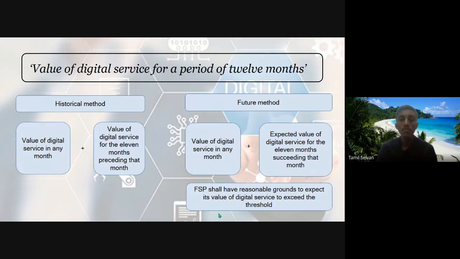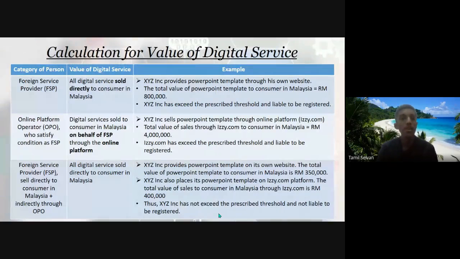The value of digital service for a period of 12 months has two ways of determining: the historical method and the future method. I'll skip this due to time constraint. I'll move to the examples.